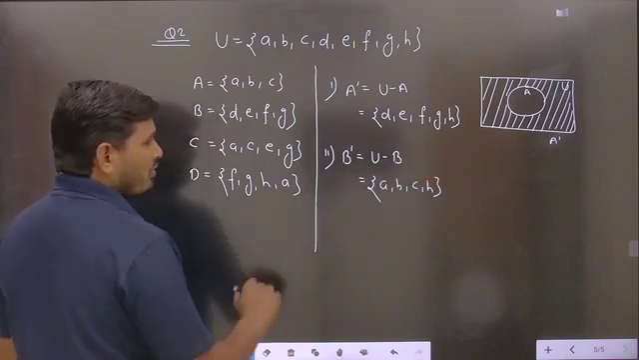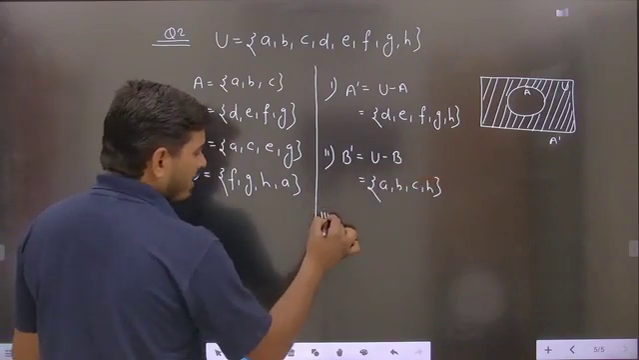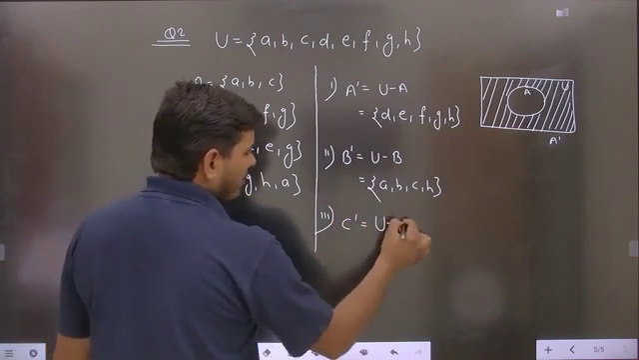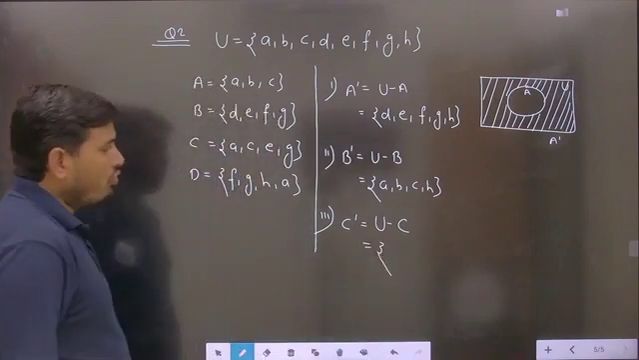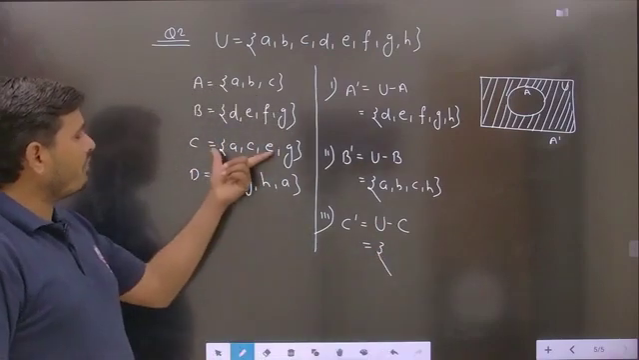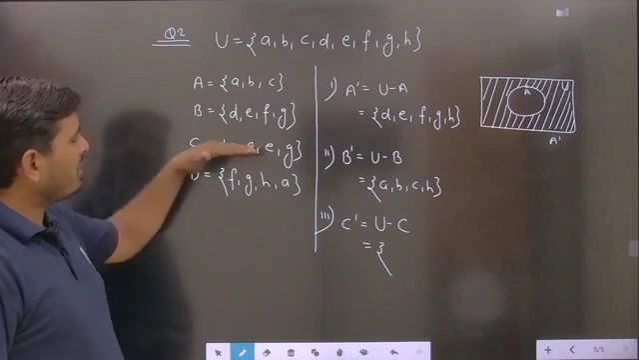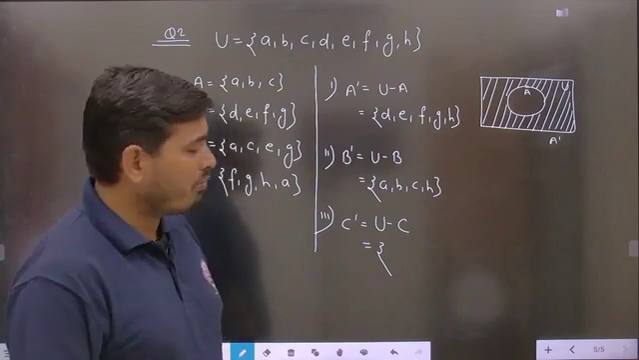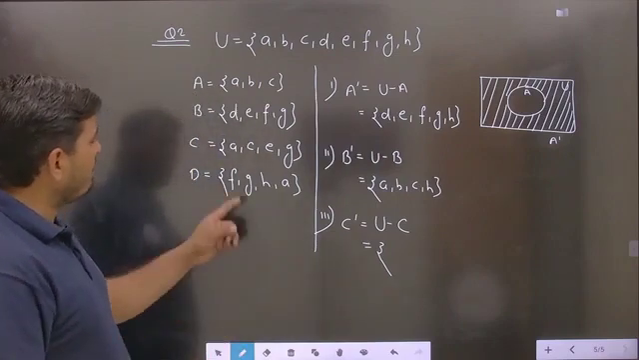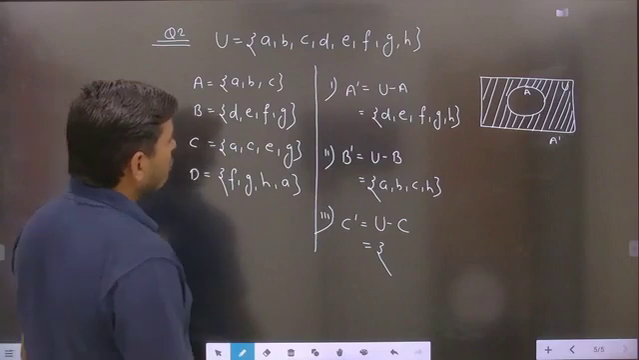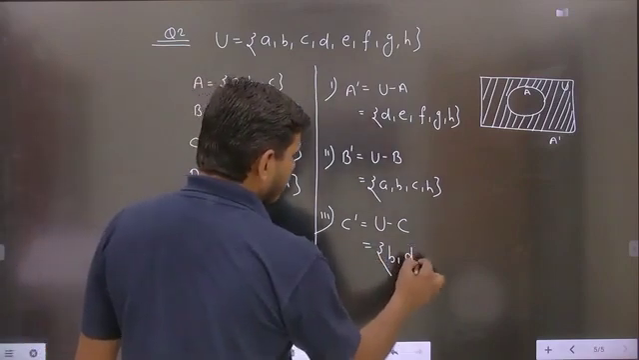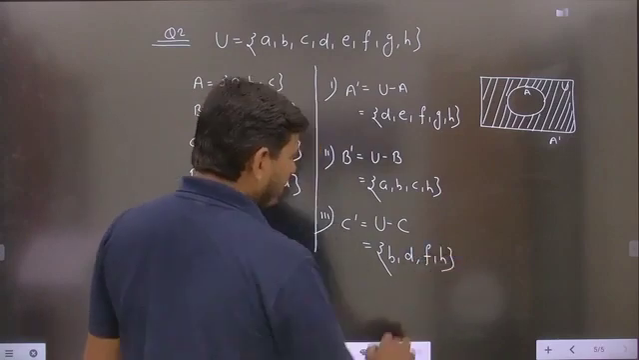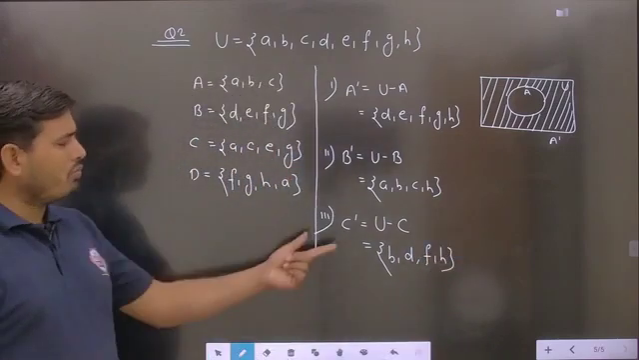A similar Venn diagram can also be made for B dash, no problem. Next, the third part: we have to calculate C dash. Again C dash is written as U minus C. So all the elements of the set C are removed from the set U, again a kind of difference of these 2 sets. So we eliminate A, C, E and G, and write the remaining elements B, D, F, H. Is it clear? So this is the answer for the complement of set C.